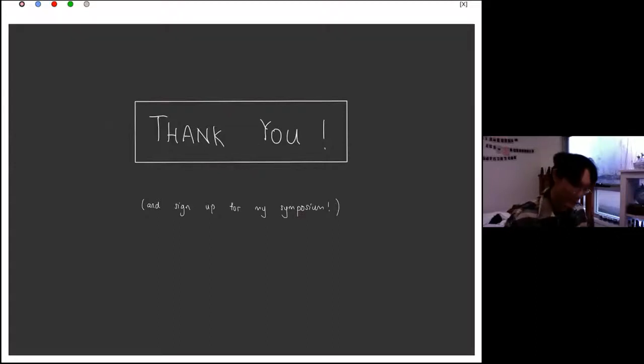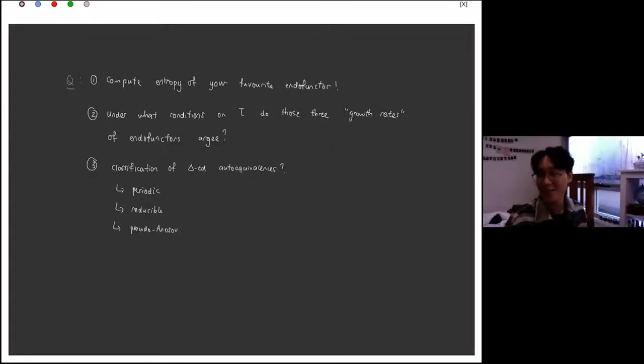introduction into this topic of dynamical systems and triangulated categories. And there are a few rather natural questions that you can ask, or things that you can go home and start doing as a research project. For example, pick your favorite endofunctor and try to compute its entropy. That's a very natural thing to do.